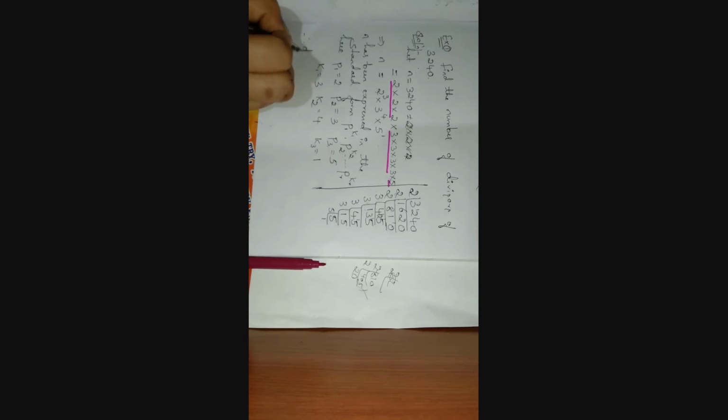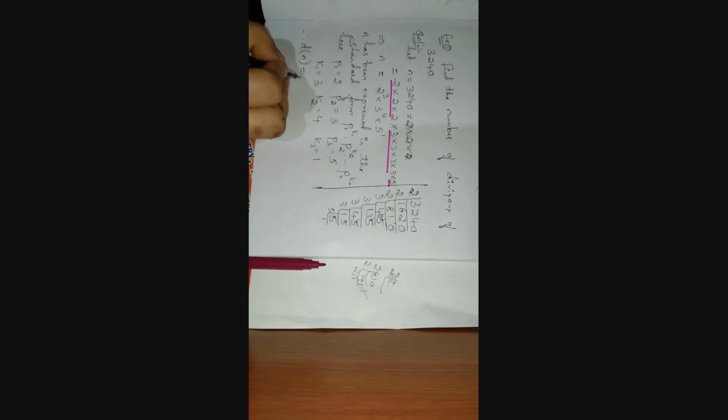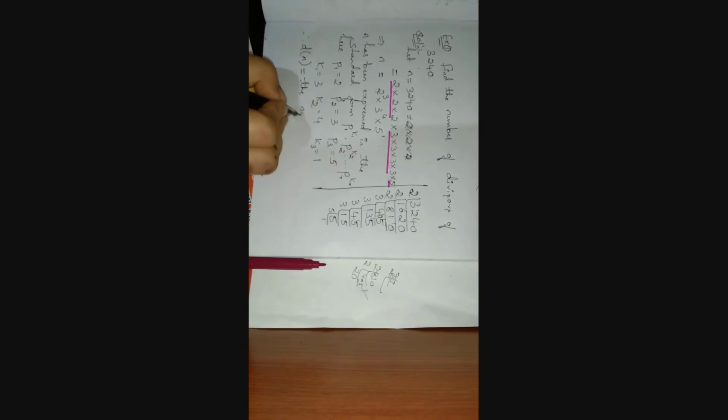Therefore d of n, this is how we are supposed to denote the number of divisors of a given number.